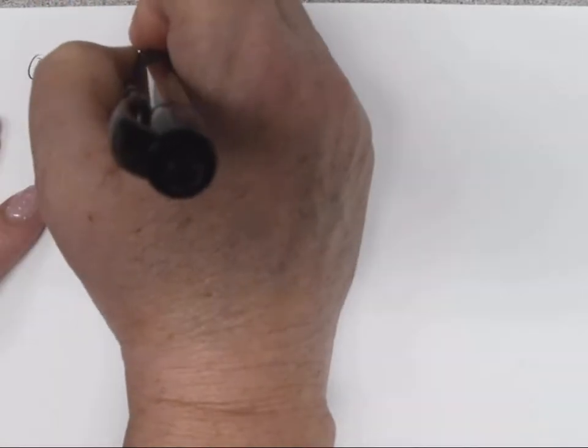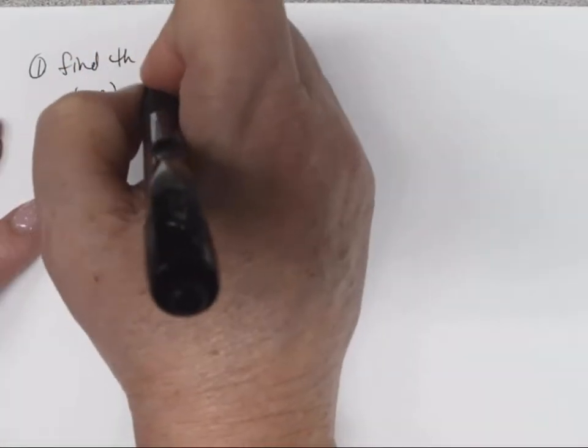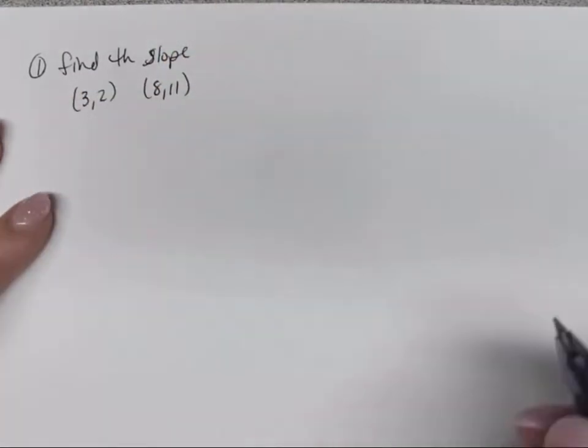Okay, so we're going to do some competency exam question review here. So the first one we're looking at is finding the slope. And we're looking at the slope that contains 2 points. So we're looking at 3, 2 and 8, 11.